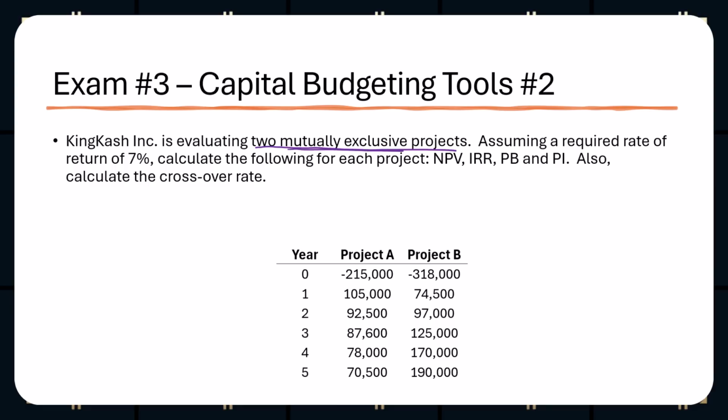Now in this problem, we're going to do what we did in the prior problem, and that is we're going to find the net present value, the internal rate of return, the payback period, and the profitability index. But we're also going to find a new metric called the crossover rate. Okay? Now to find the crossover rate, we're going to need an additional column, and that column is going to be the difference column. And when I do a differential, I usually like to take the larger project minus the smaller project, but honestly it doesn't matter. You can do the cash flows of A minus the cash flows of B, or you can do the cash flows of B minus the cash flows of A.